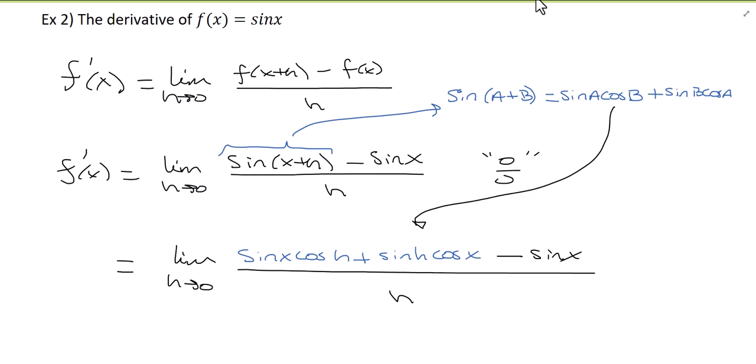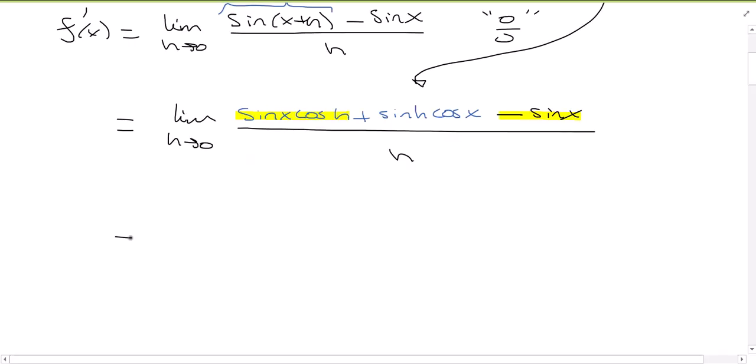Now, how does this help us? Do I have anything in common that I can use? Well, let's see. We have the sine x and we have a sine x there. So let's write these next to each other so that then I can possibly factor out a sine x. So let's try doing that. We're going to have the limit as h goes to 0 of sine x cosine h minus sine x. So I'm just rearranging this subtraction, putting it over here, plus sine h cosine x, all over h.